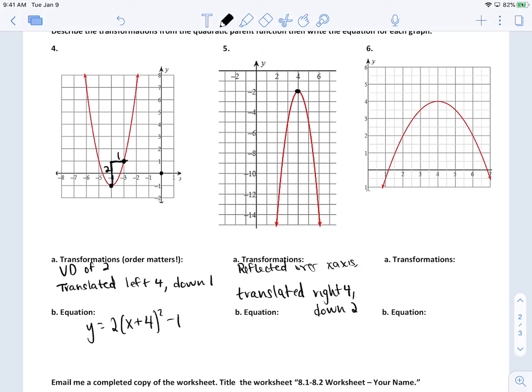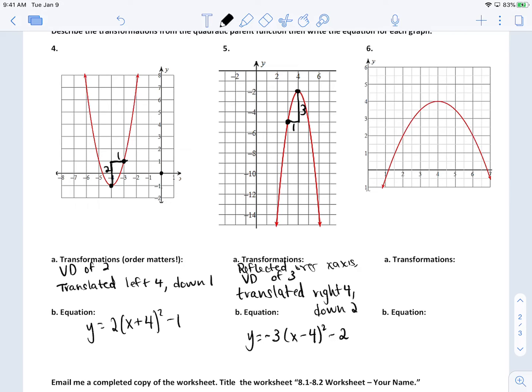right? And then from here to the next point that this quadratic goes through is right there. So I'm going down 1, 2, 3 over 1. So this has a vertical dilation of 3. If I take that all and put it into equation form, I get y equals negative for the reflection, 3 for the dilation, x minus 4 squared minus 2.